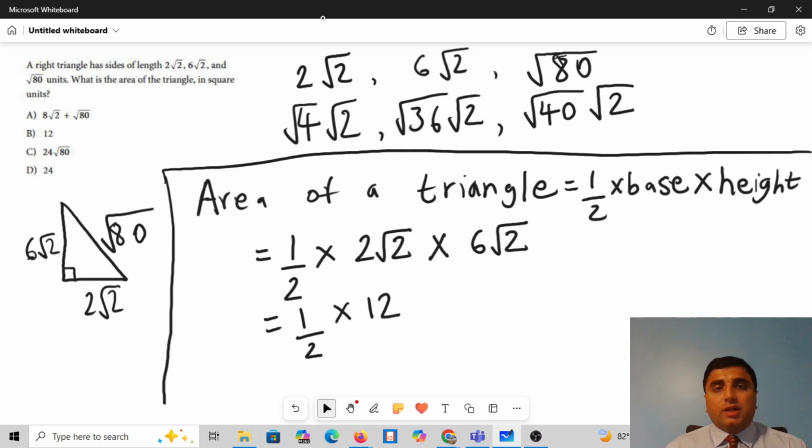We are supposed to multiply the integers together in this type of multiplication. We multiply the integers with each other, and we multiply the roots against each other. So we have 2 times 6, which is 12. We multiply that by square root of 2 times square root of 2.